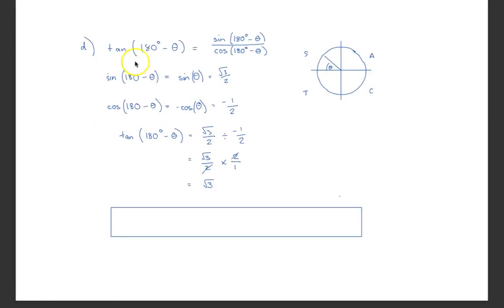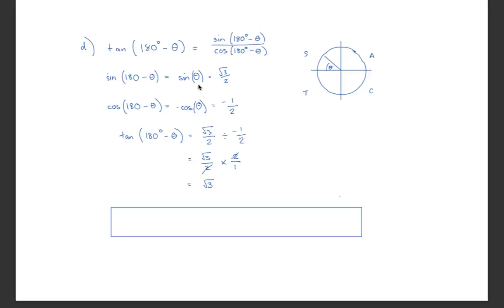So we're asked to find tan of 180 degrees minus theta, and we should remember that tan of an angle is equal to sine of an angle divided by cosine of that same angle. So that is just that trigonometric identity that we revised right way back at the beginning. So we need to find sine of 180 minus theta, and we need to find cosine of 180 minus theta. Now, we're given, as I said in the original part of the question, that sine theta equals the square root of 3 on 2.